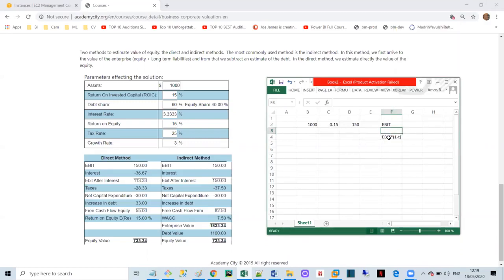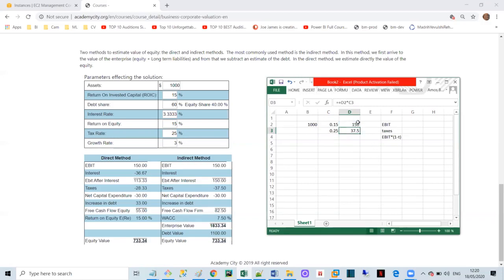And here, taxes. How much taxes will there be in this example? We have a tax rate of 25%, which is equal to 0.25. Therefore, I take the 150 multiplied by the tax rate, and I get 37.